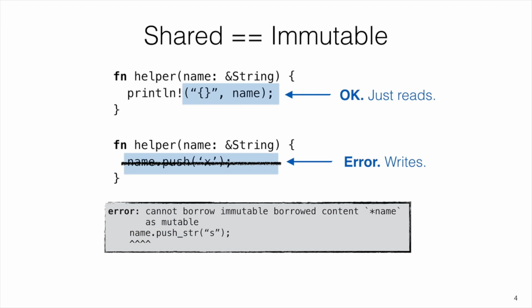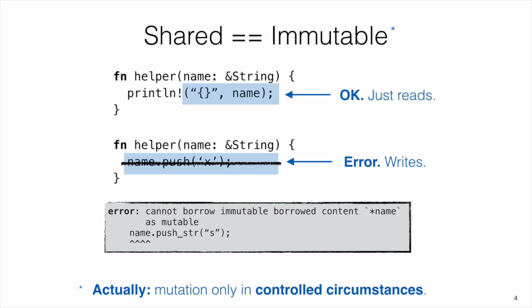Now, I'm actually simplifying here. Shared data is not always immutable. That's the default, and it's kind of the best way to handle it. There are types which enable mutation in shared data, but those types have to have some kind of API that makes it safe to do so.